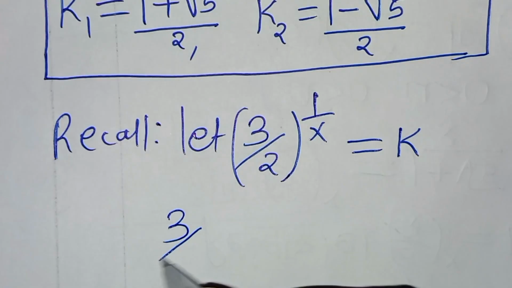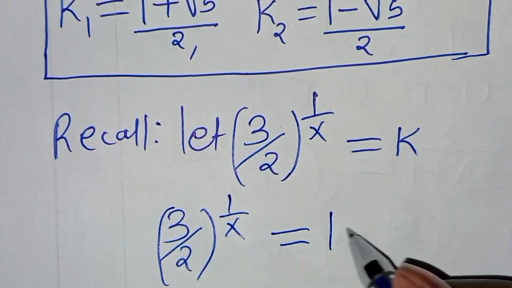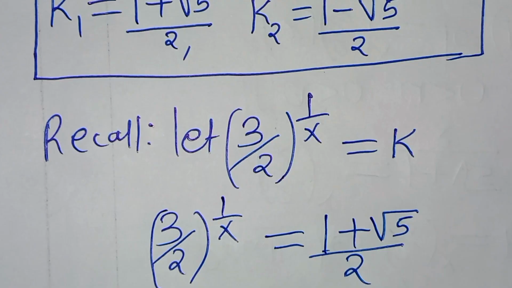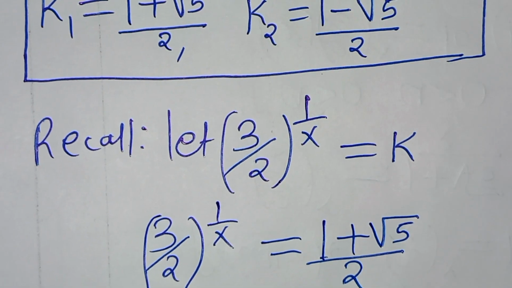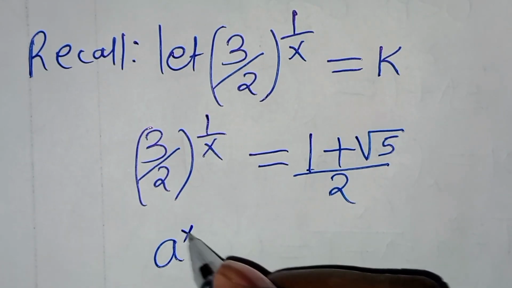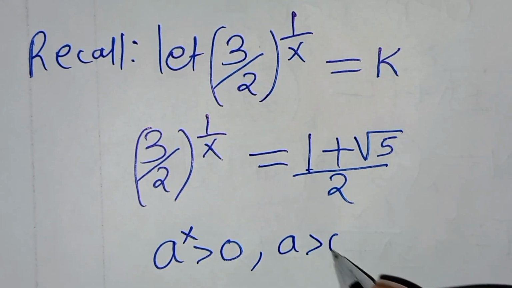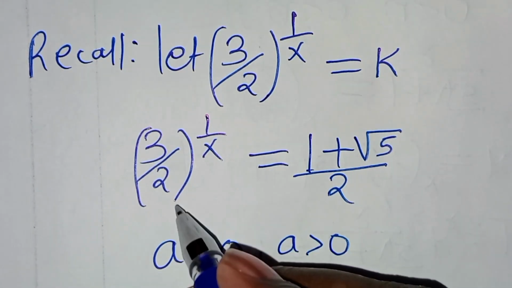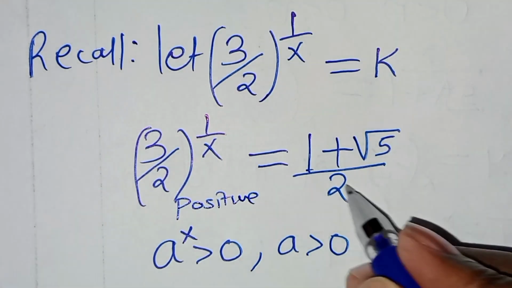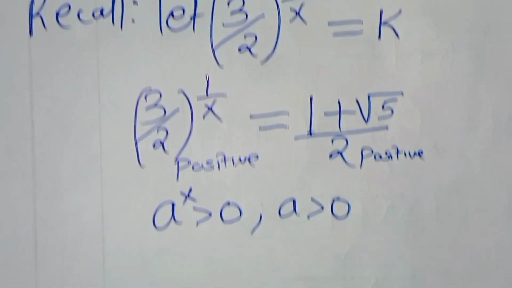For k1, we have (3/2)^(1/x) equal to (1 + √5)/2. Now, if a^x is greater than 0, then a is greater than 0. The left-hand side is positive, and the right-hand side is also positive. So let's proceed to solve for the value of x.